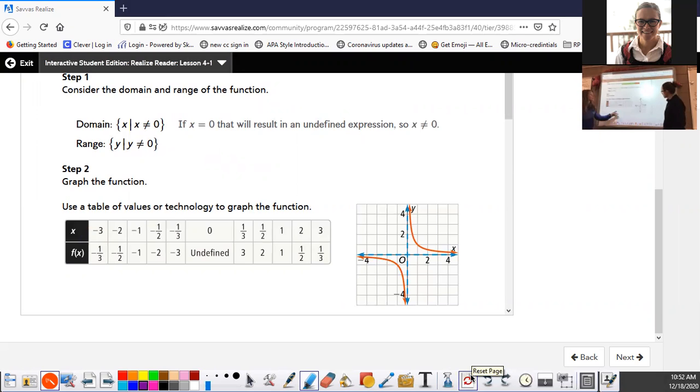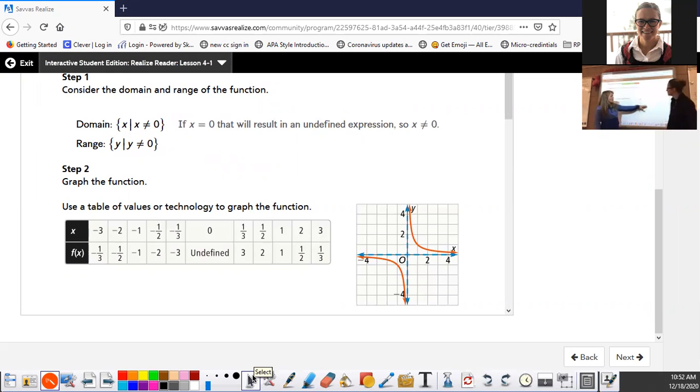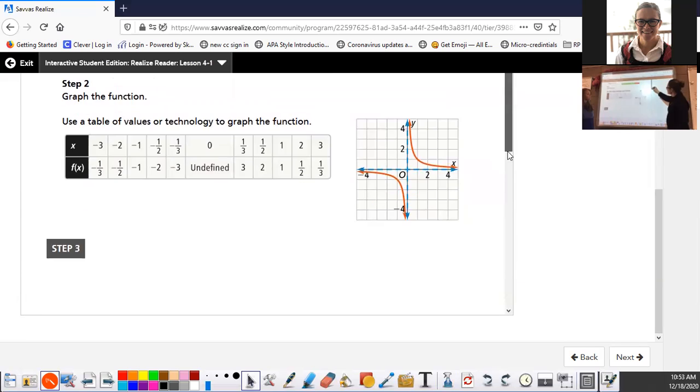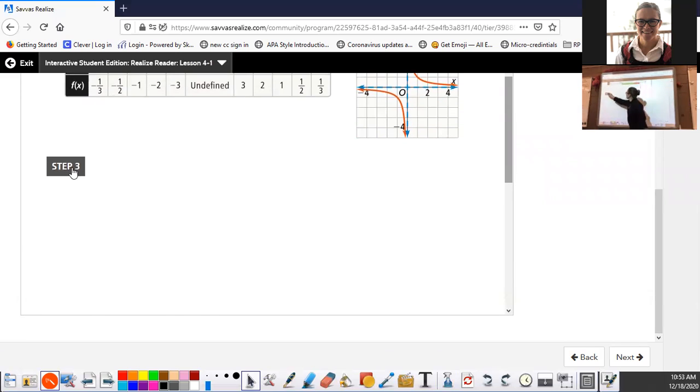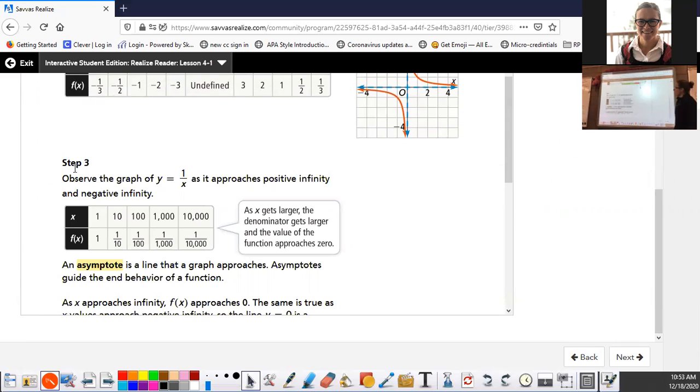I like graphing this too because as x gets really, really, really big, you can kind of see why the y values will never equal 0, because 1/3, 1/10, 1/100th, 1/1,000th, 1/1,000,000th, you're getting super close to 0, but not actually going to touch 0. And so here's our introduction to that word asymptote.